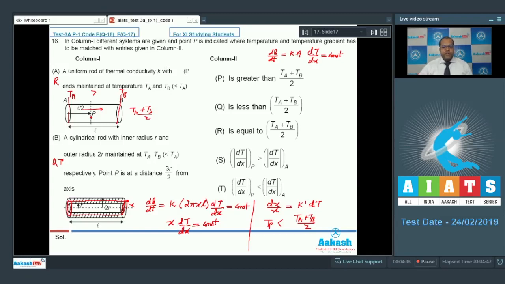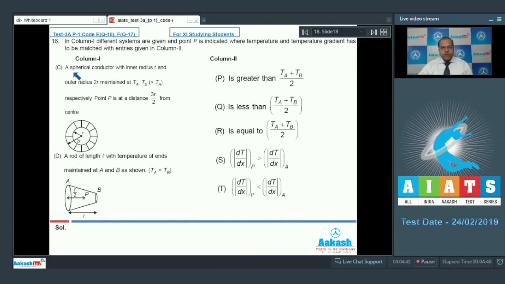Let's move to entry C of column 1. In entry C of column 1, a spherical conductor with inner radius R and outer radius 2R maintained at TA and TB respectively, and point P is at a distance 3R by 2 from the center. So in this case, if I write the equation dQ by dt, this is equal to K times, if I consider a spherical section at a distance x, then its area is 4 pi x square, into dT by dx.